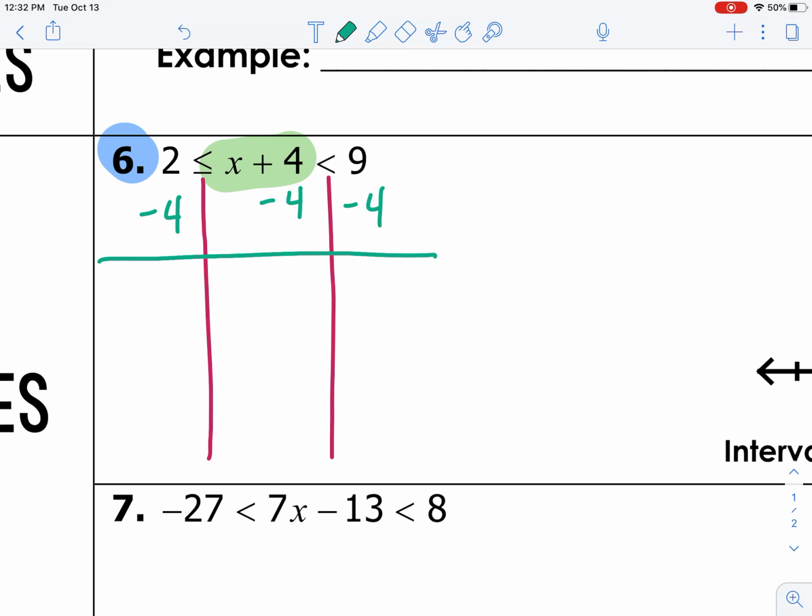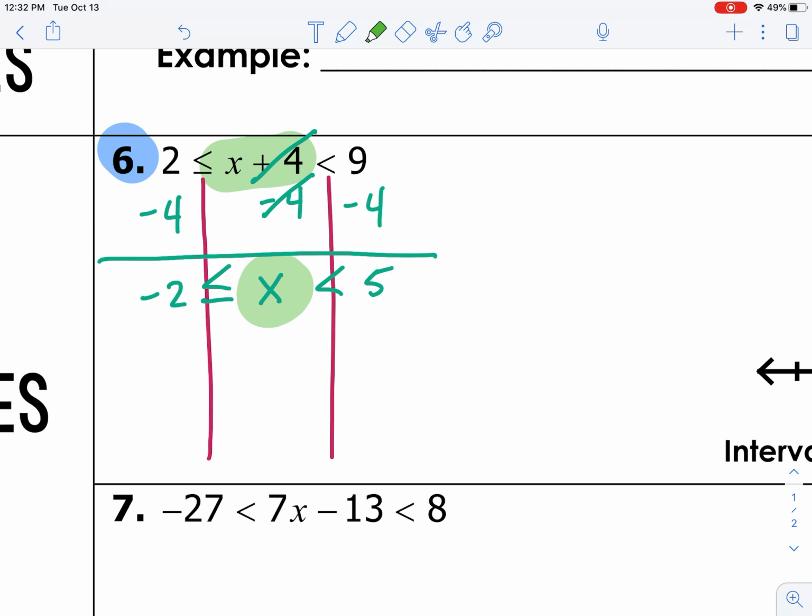So let's keep going. We have 4 taken away from 2. 2 minus 4 is negative 2. The 4's cancel in the middle, so all I have is x. I'm going to copy down this inequality symbol, less than or equal to. I'm going to copy down this inequality symbol, less than. 9 minus 4 is 5. Now, we see that x is now by itself in the middle, which is what we want. So we know we're done solving.